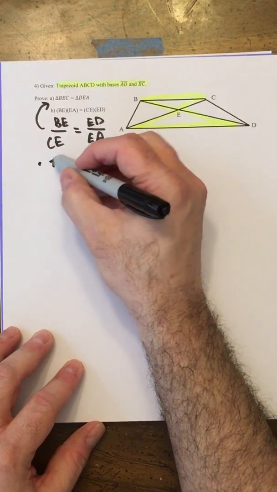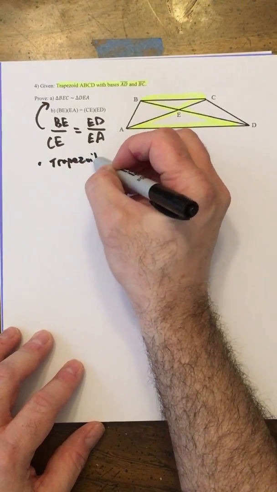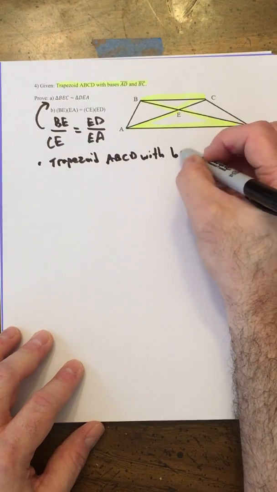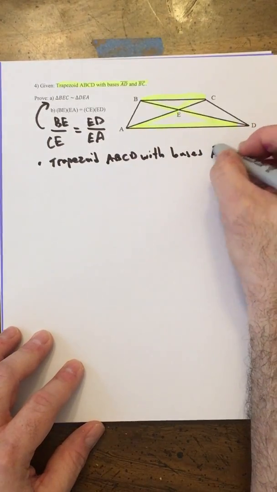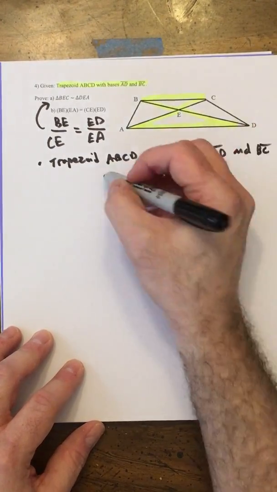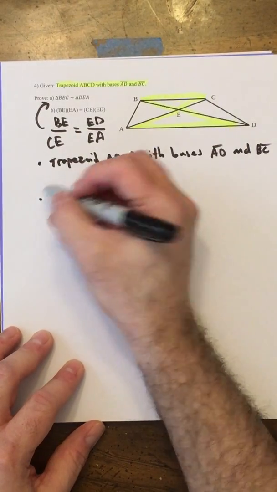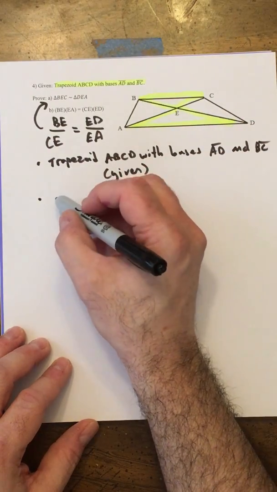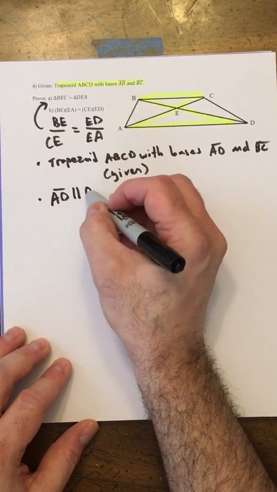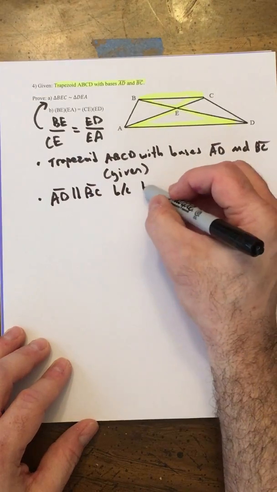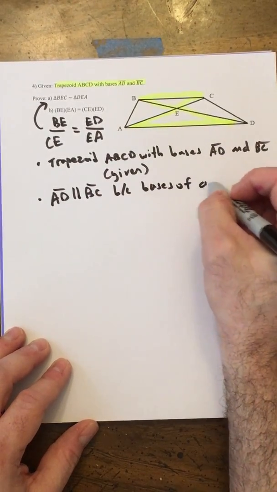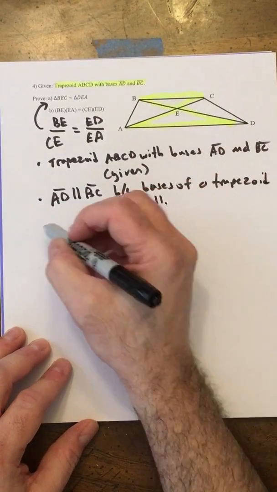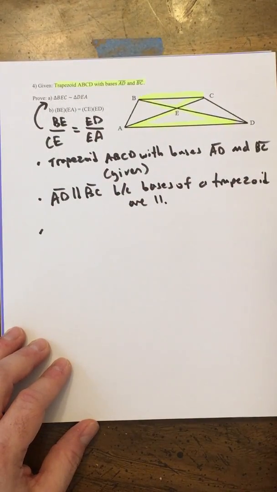First of all, let's write down our given: trapezoid ABCD with bases AD and BC, and we know that's a given. Now, what do we know about a trapezoid with bases? The bases are parallel. We could say AD is parallel to BC because bases of a trapezoid are parallel. Now we could get our alternate interior angles.